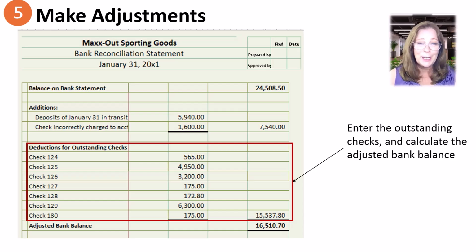Next, we'll turn our attention to the book side and make the adjustments necessary to bring the company's accounting records to the same adjusted balance.